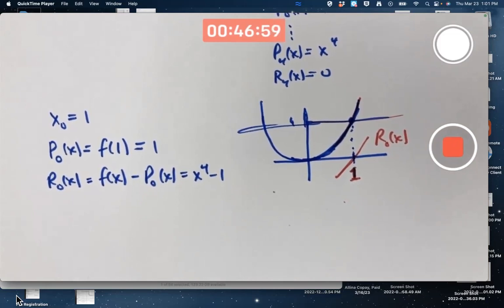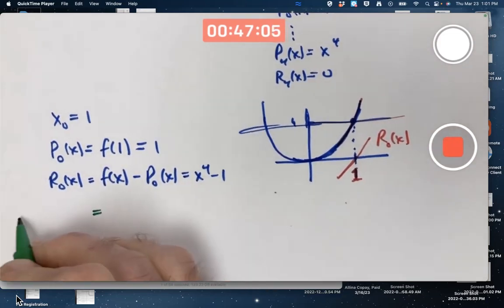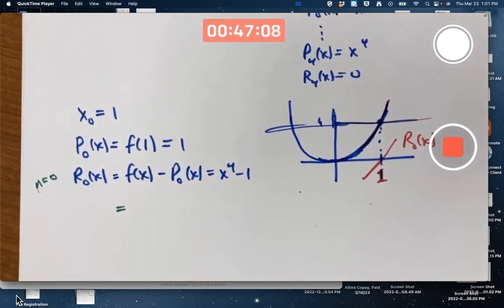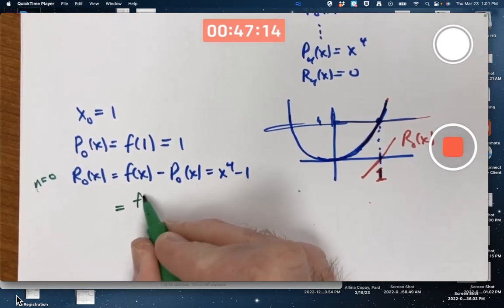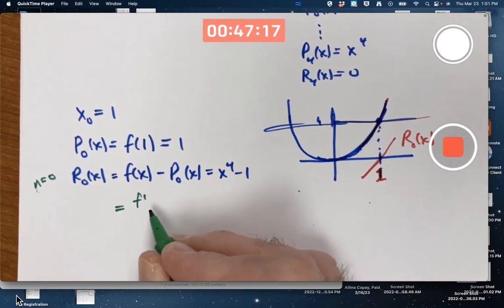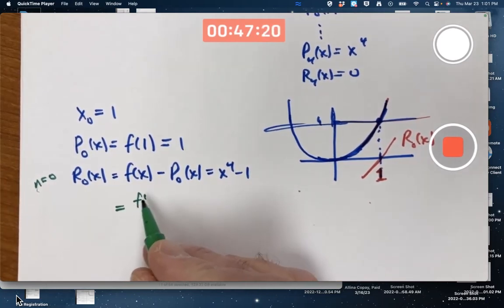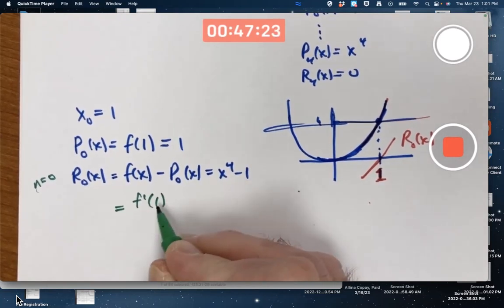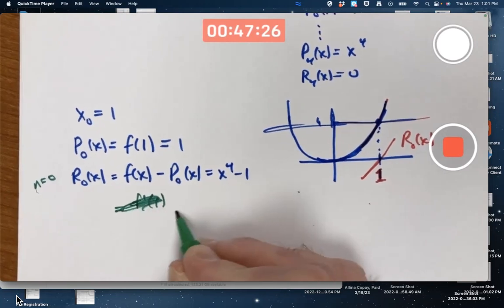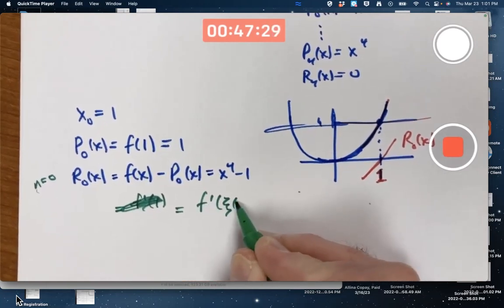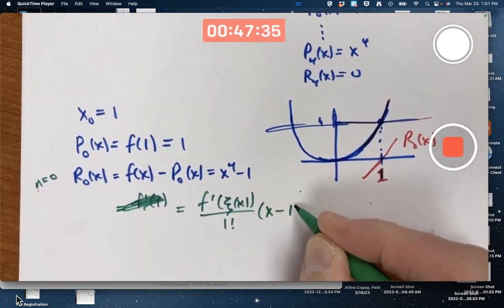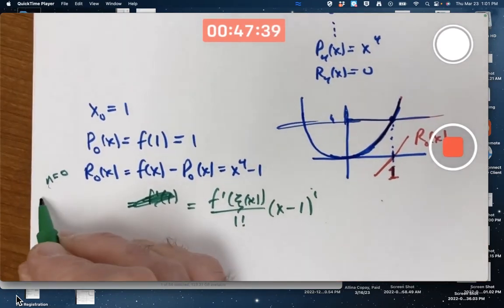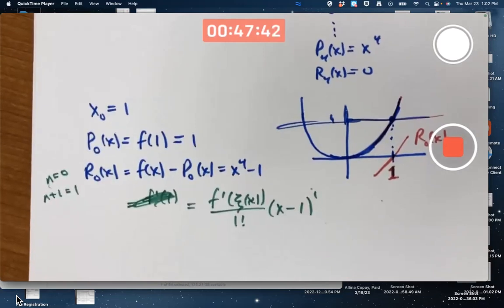How do we relate this to Taylor's theorem? Taylor's theorem says that this also equals, here n is 0, we're doing the case where n is 0, that you can write the remainder term also as the derivative. In this case, it's the first derivative because if n is 0, n plus 1 is 1, at x0, which is 1. Excuse me, mistake. First derivative at c of x divided by 1 factorial times x minus x0 to the first power. If n is 0, n plus 1 is 1.